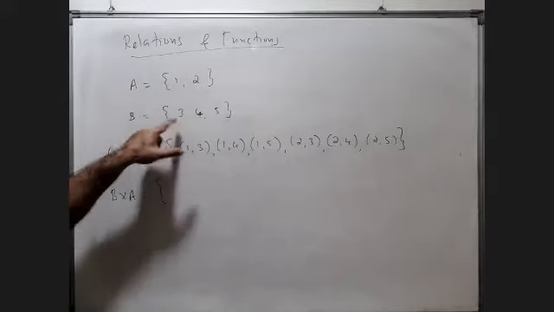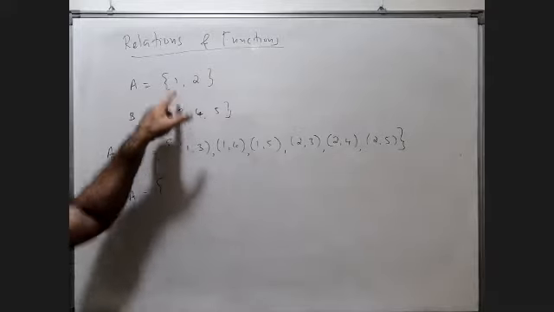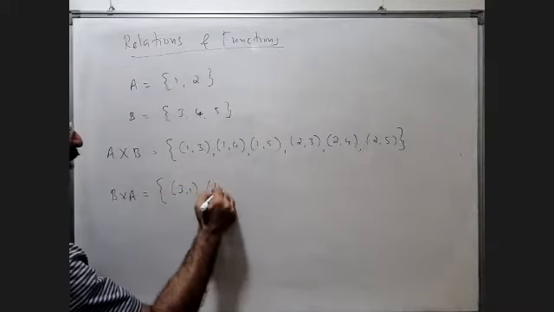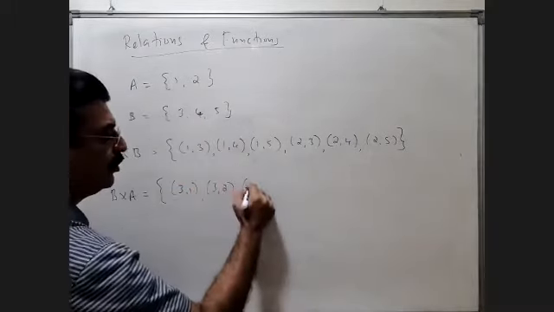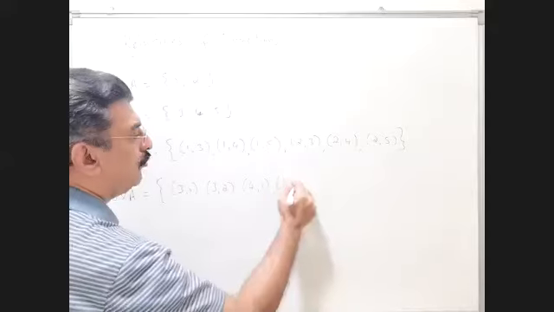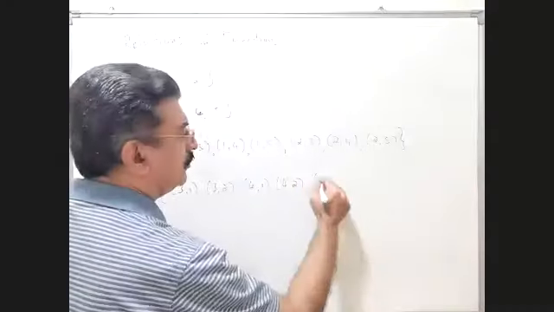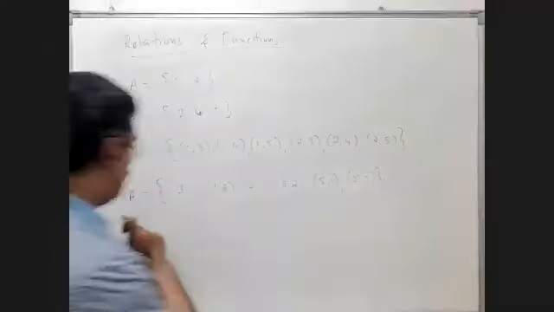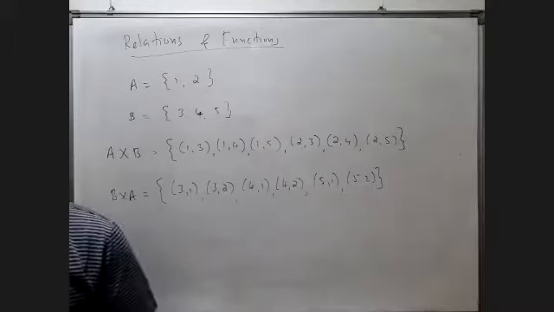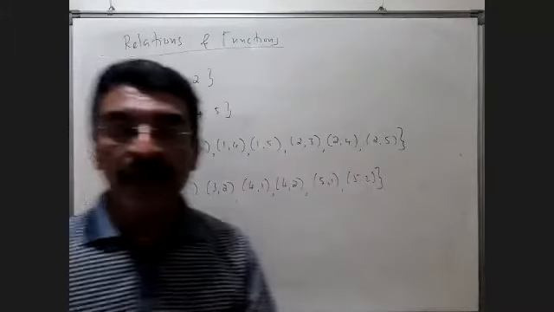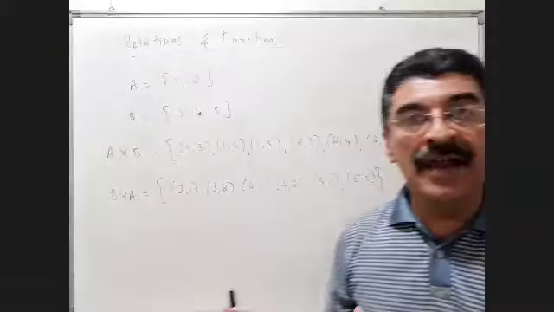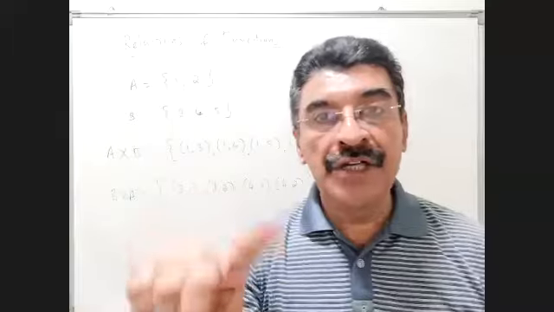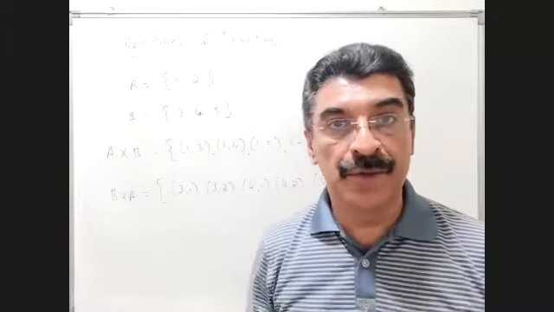We start with B, taking first element 3: (3, 1), (3, 2). Starting with 4: (4, 1), (4, 2). Starting with 5: (5, 1), (5, 2). These are the pairs in B cross A. See that A cross B and B cross A both have ordered pairs, but the ordered pairs are different, because the order is important.